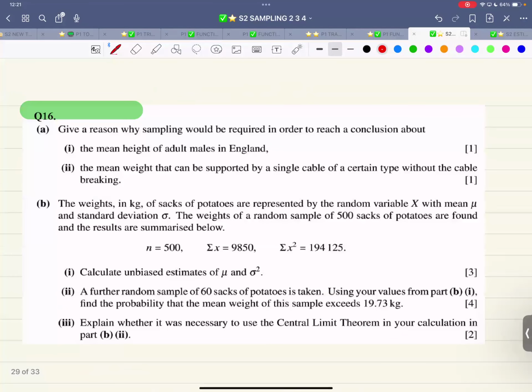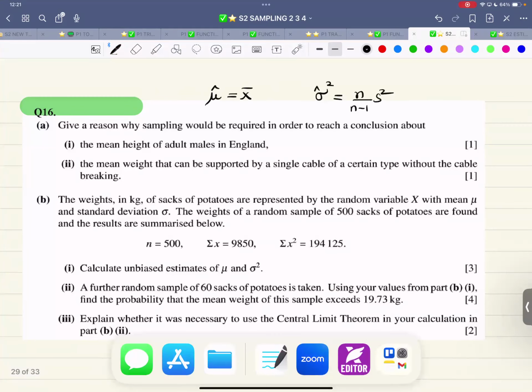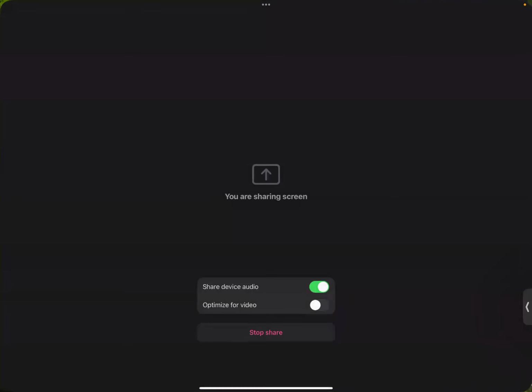Now let's look at this question. There are two parts to this question. Try both of them out. And let me also write one thing over here, which we have studied earlier: the unbiased estimate of population mean is the same thing as the sample mean. The unbiased estimate of population variance is n over n minus 1 times the sample variance. So why don't you go ahead and try it out for 5 minutes? Let me pause the recording.